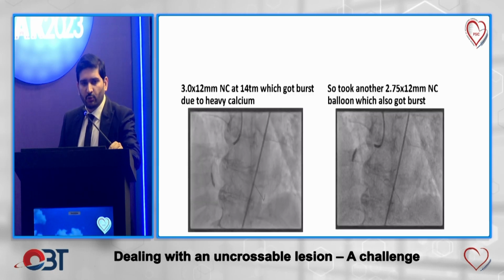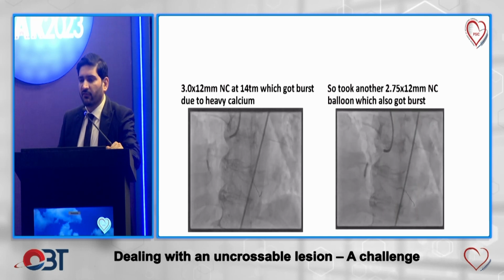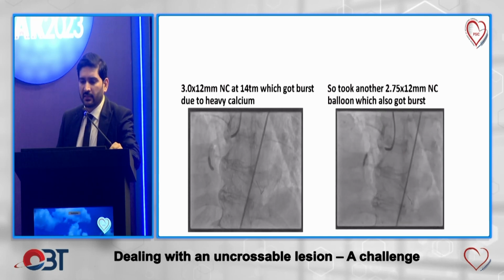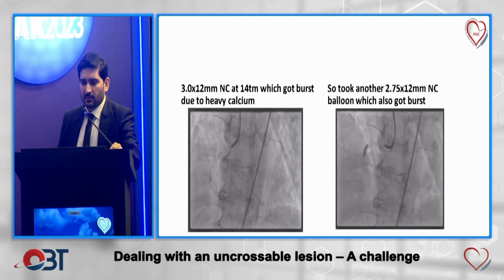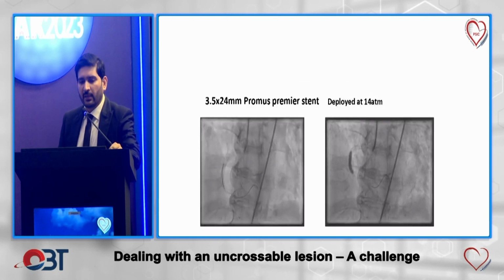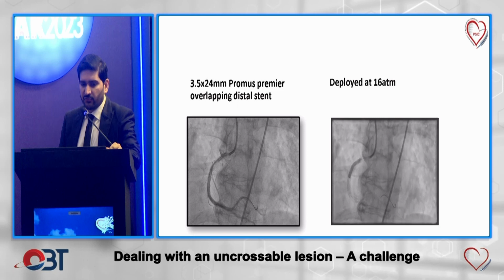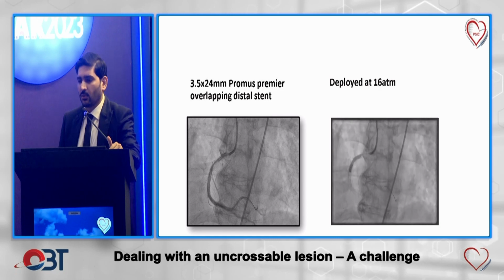We took a 3.0 x 12 mm NC balloon at 14 atmospheres, which burst due to heavy calcium. So we took another balloon, a 2.75 x 12 mm non-compliant balloon, which also burst. Then we took a 3.5 x 24 mm Promus Premier stent and deployed it at 14 atmospheres. We took another 3.5 x 24 mm Promus Premier overlapping distal stent and deployed it at 16 atmospheres.